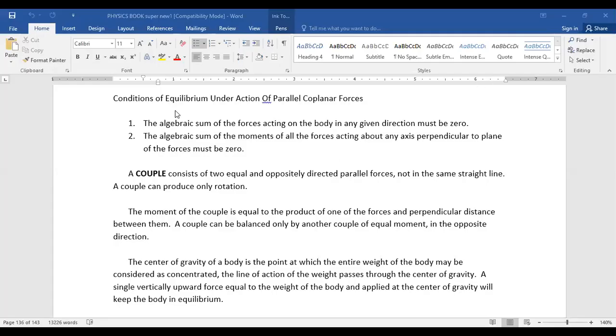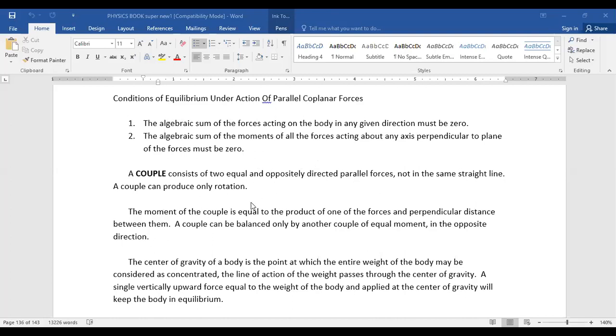Now, what are the conditions of equilibrium under action of parallel coplanar forces? Number 1, the algebraic sum of the forces acting on the body in any given direction must be 0. Number 2, the algebraic sum of the moments of all the forces acting about any axis perpendicular to the plane of the forces must be 0. This one is from the book Physics 1 Workbook and Study Guide by Lugo and Luna.